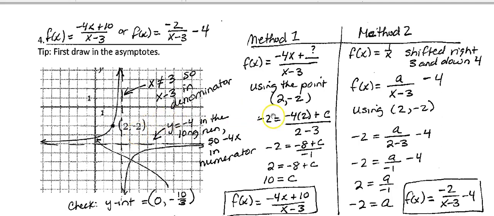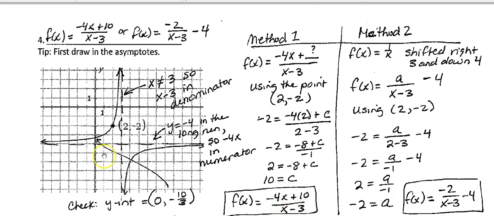So I put 2 into the function. Negative 2 is f of x, and 2 is x. So negative 2 is equal to negative 4 times 2 plus c, I just called that missing number c, over 2 minus 3. I finish solving that, and I end up with 10 equal to c. So my function is negative 4x plus 10 over x minus 3.